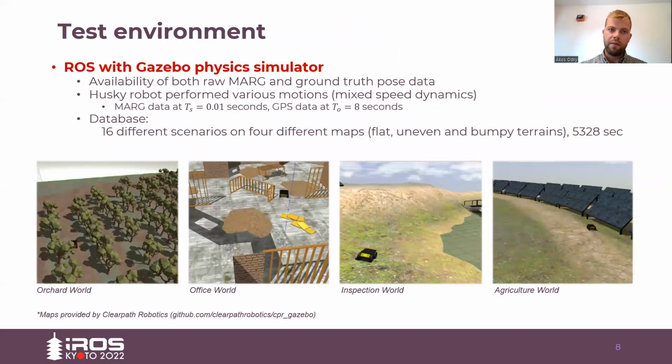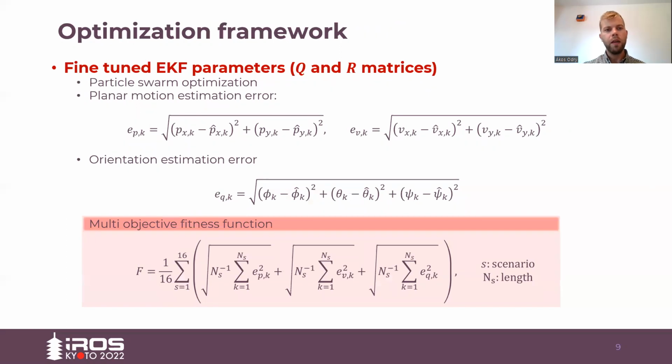We established a test environment in which the filter performance was evaluated. ROS was used with the Gazebo physics simulator. This enabled us to register both the ground truth pose data and the raw MARG measurements. The Husky robot was used in these experiments, which performed various motions, and in this way, a comprehensive database was generated.